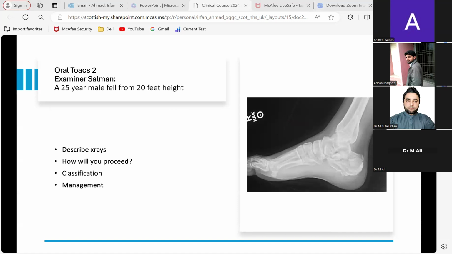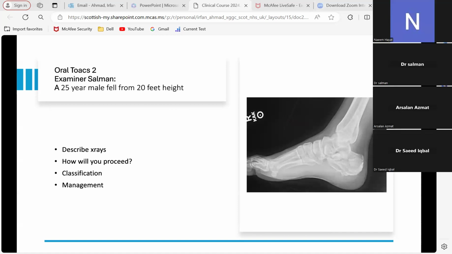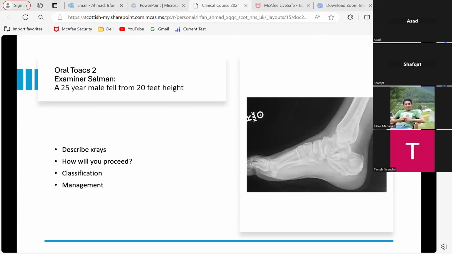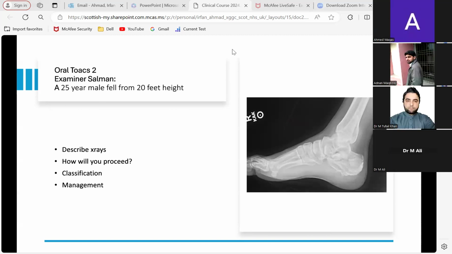So I'll also look for the ipsilateral knee joint and the contralateral foot, to look for any other fracture in the other joint as well. I'll look for the hip joint. So I'll check the ipsilateral knee, contralateral ankle, and hip joint and the spine as well.